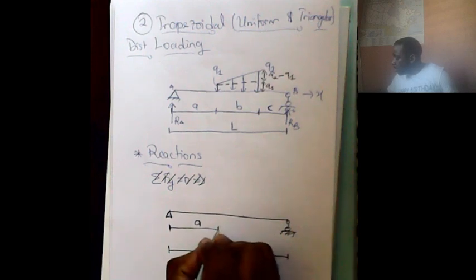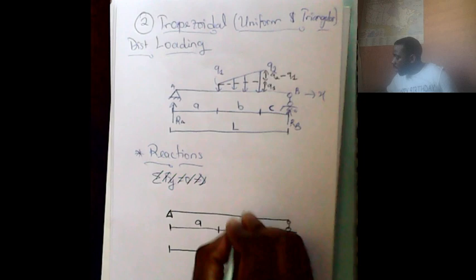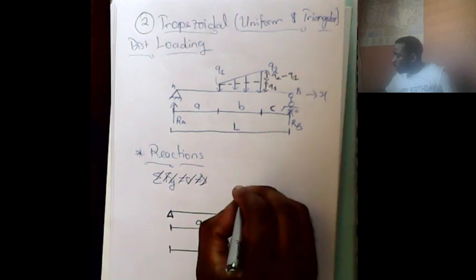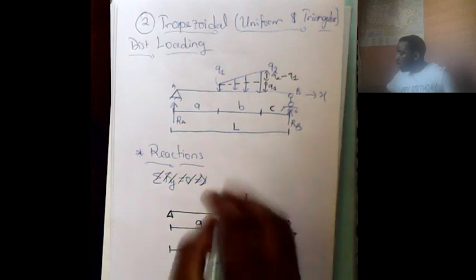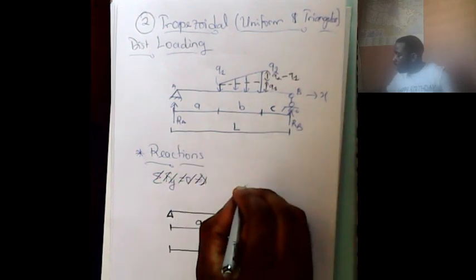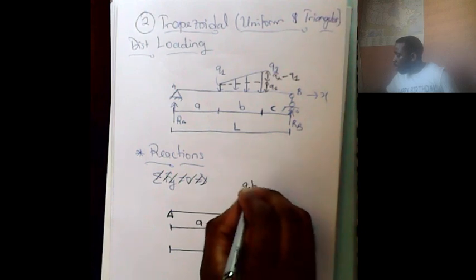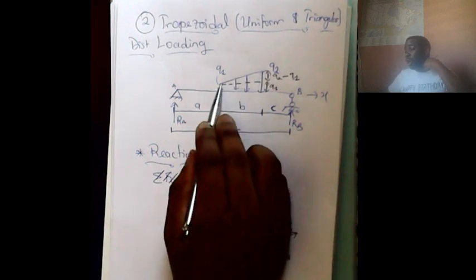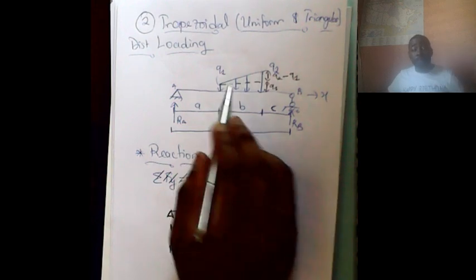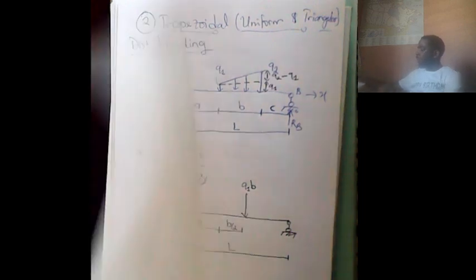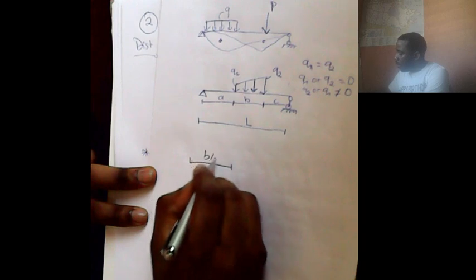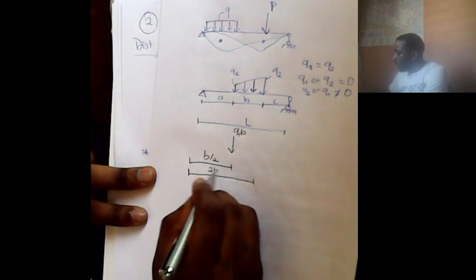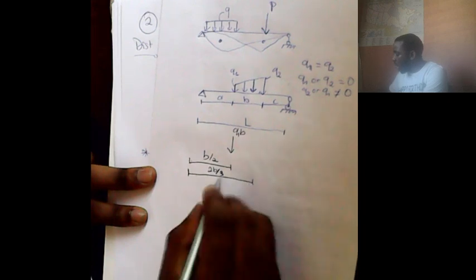So the distance from here to where we have a point load here will have to be B on 2. Sorry, B on 2 here, yes, because here is B, right? And the value of the load here will be Q1B. So the next thing is this triangle. It occurs at 2/3, okay? So the center of gravity is 2/3 from the smaller side and 1/3 from the bigger side. So let me just use my rough work. It means that at the distance of B on 2, I will have a point load Q1B, and then at the distance of 2B on 3, I will have another point load.